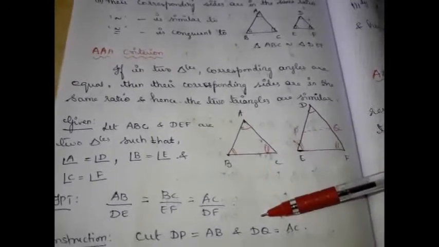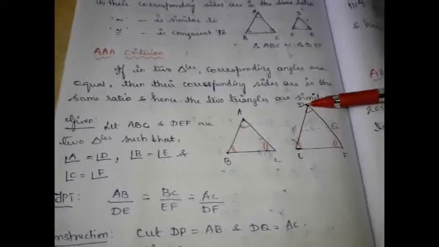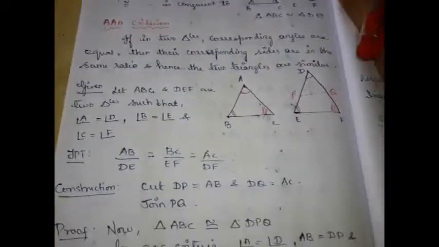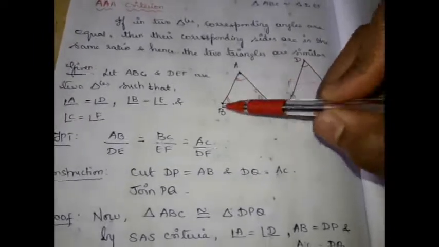So how are we going to prove this? Cut DP equals AB and DQ equals AC. We have to cut the side DE at the point P such that DP should be equal to AB and DQ should be equal to AC. Now join PQ.